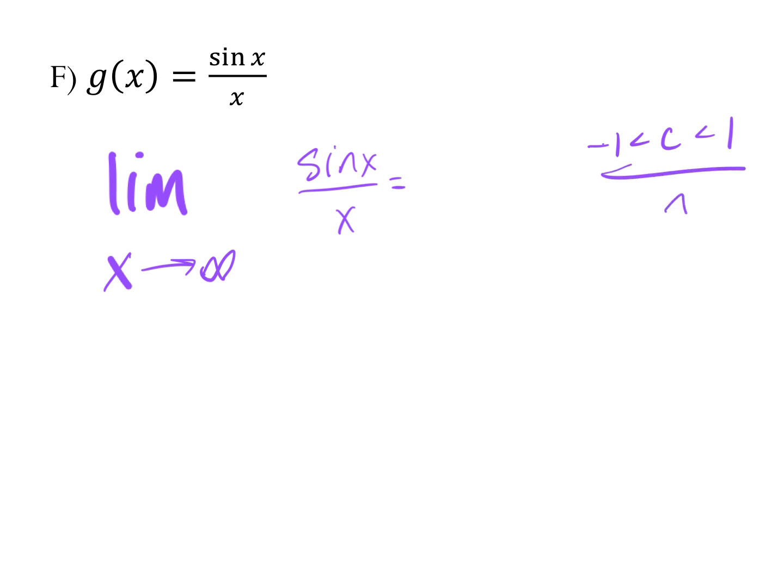Over infinity. Are we always going to have a number over infinity here? Yeah. What do we know about a number over infinity? We don't know what that number is, but we know that the bottom's rising a whole lot faster than the top. And so when the bottom's really big and the top's small, that's really close to 0.